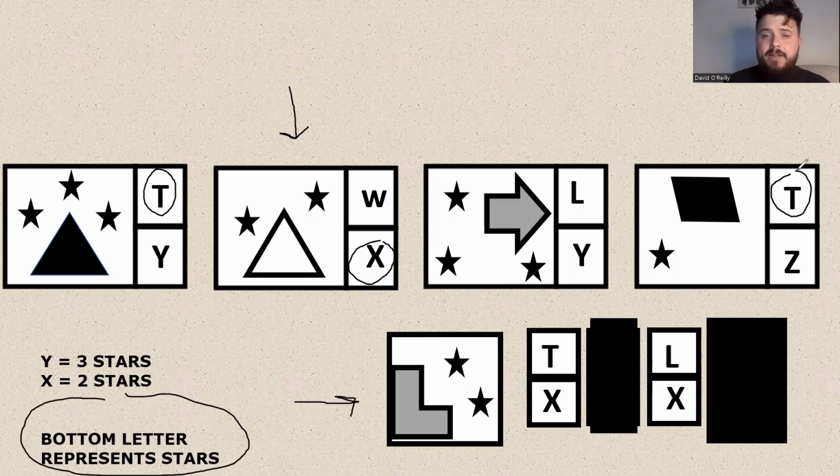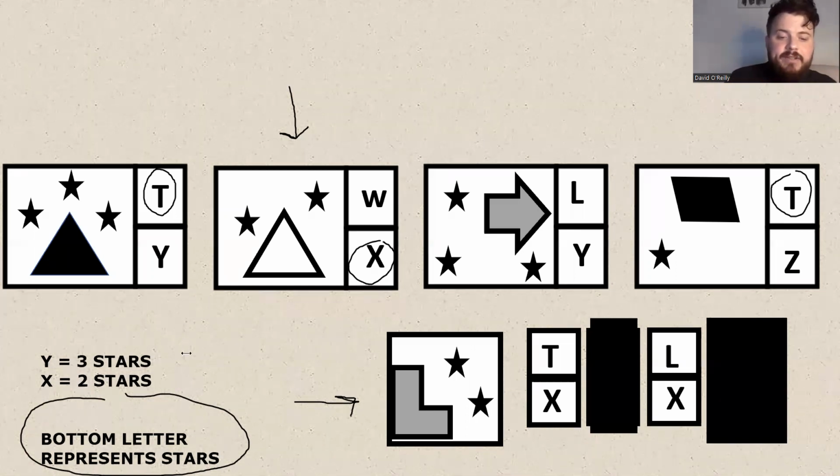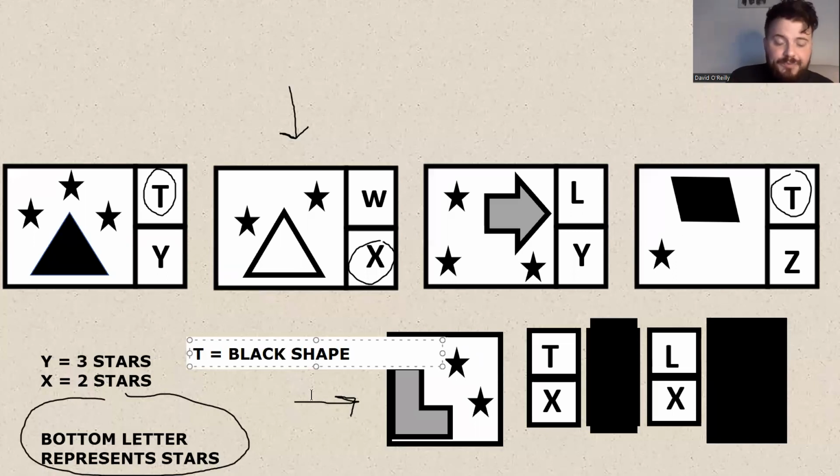They are both black, and we do not have a black shape here, and we do not have a black shape here, which means T must mean black shape. So I'll write that down here. T equals black shape. However, we're not looking for a black shape. We're looking for a grey shape.